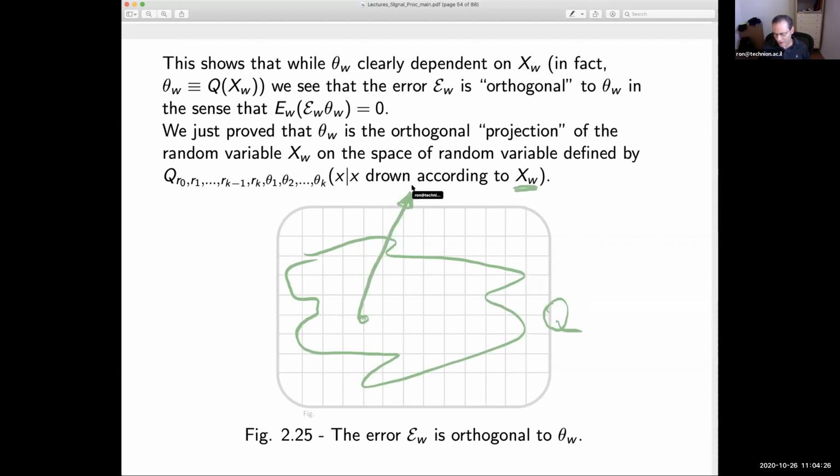So this would be x of w, my random variable. What I'm doing is projecting my x of w onto the space of quantization values, and the realization here would be theta of W. This interval would be nothing but the error. This is by definition the error. It would be x of W minus theta of W.